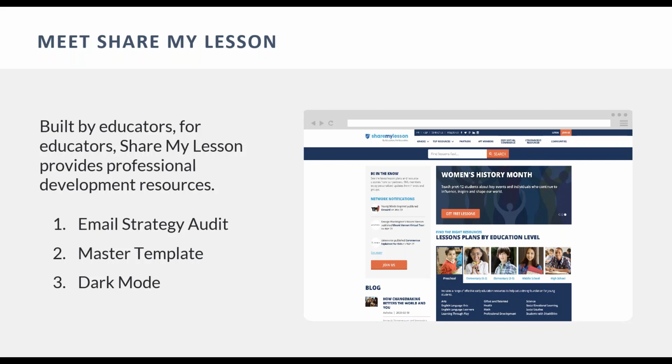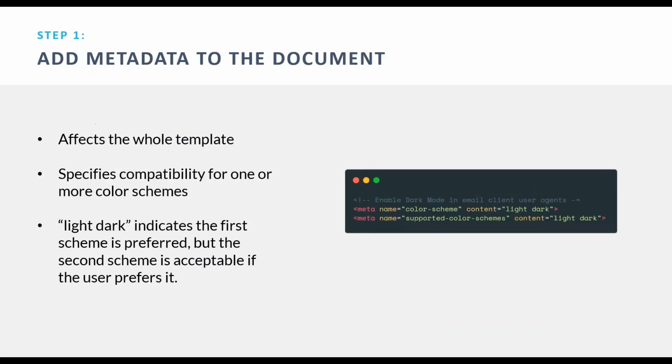So the first step is that you need to add these two meta tags. They affect the whole template, and it basically communicates to the browser or email client that we've set a preference for how to display this content, both for light version and for dark version. And for this step, it's as easy as just copying and pasting these two meta tags and adding them to the head of the document. So it's very simple.